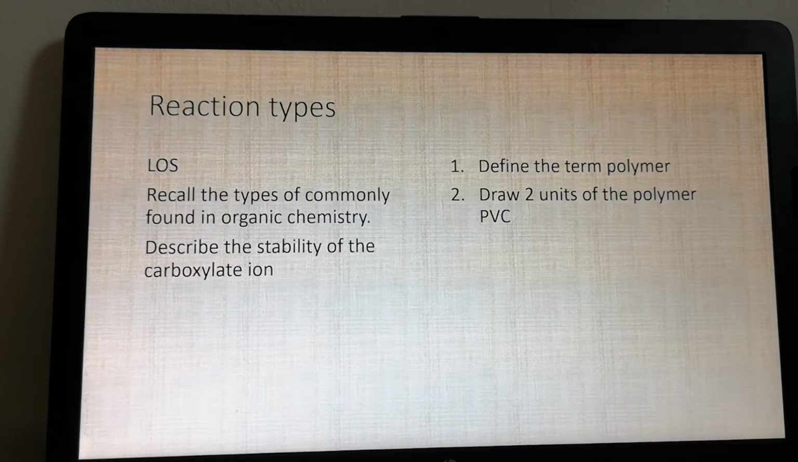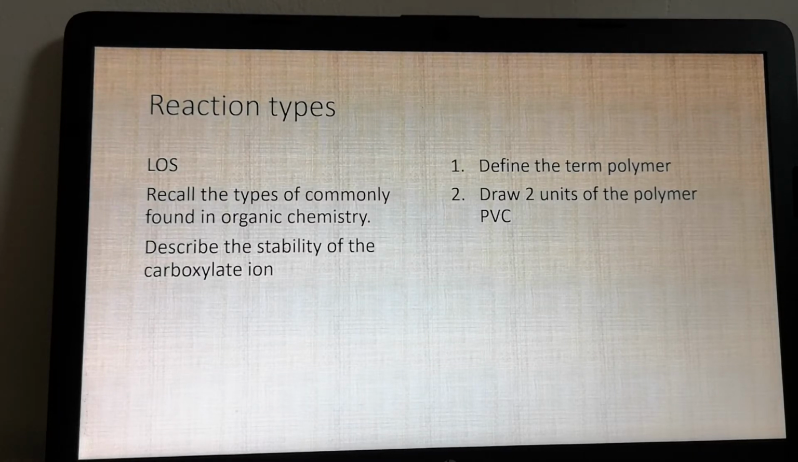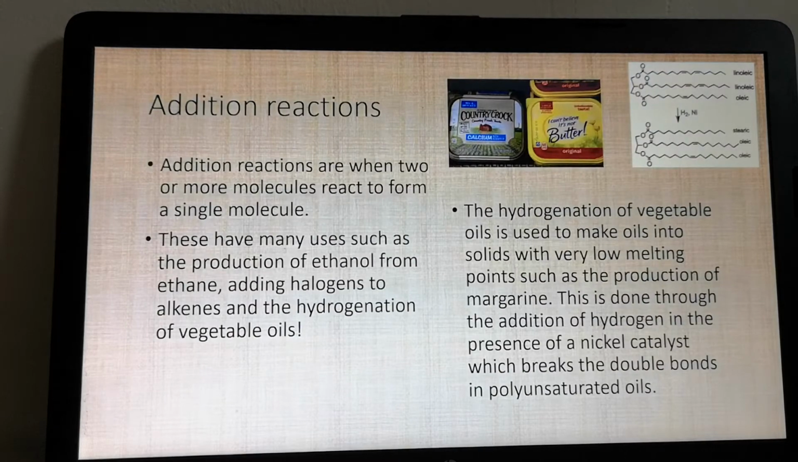So this is just two starter questions to define the term polymer. A polymer is a series of repeating subunits called monomers. Draw two units of the polymer PVC. I'm not going to do that right now, but it was in the last lesson that we looked at PVC. So I'm just going to talk about a couple of different reactions here.